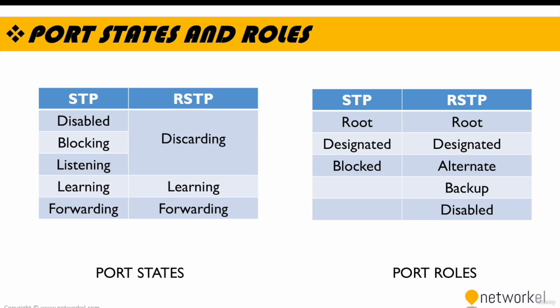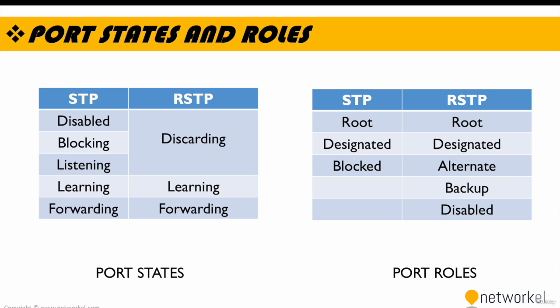As you can see here, there is the discarding state, which is the equivalent of the disabled, blocking and listening states of STP. In the discarding state, the port does not forward frames and does not learn any MAC addresses in RSTP, which is very similar to the blocking state in STP. It prevents loops by not participating in data transmission.